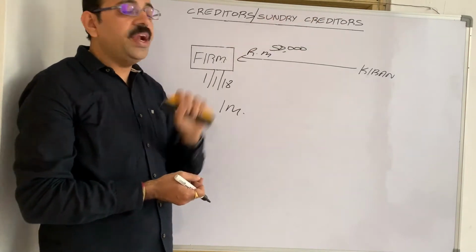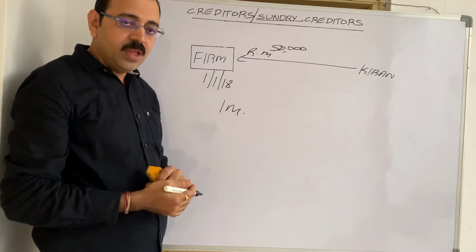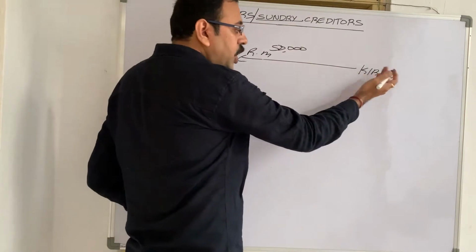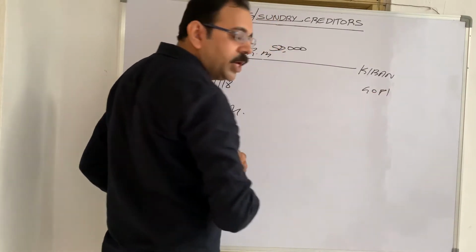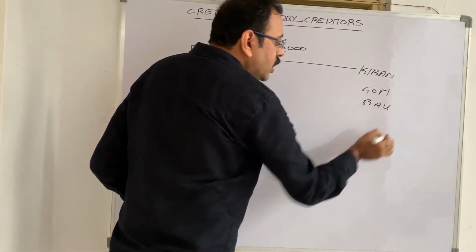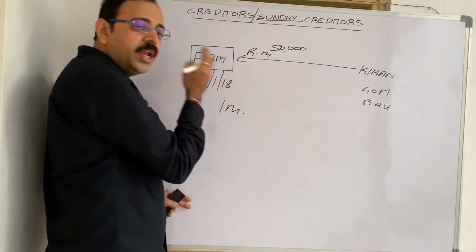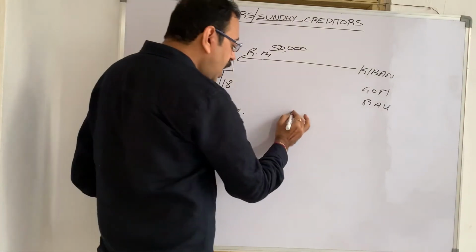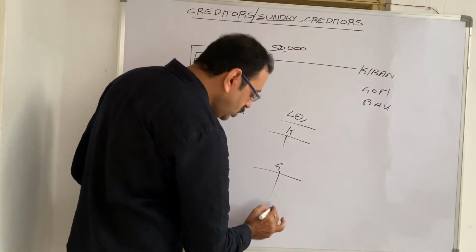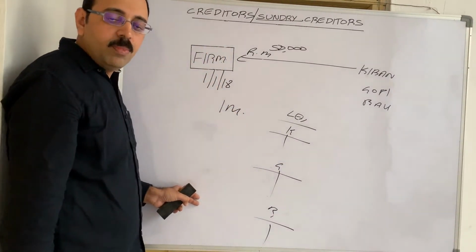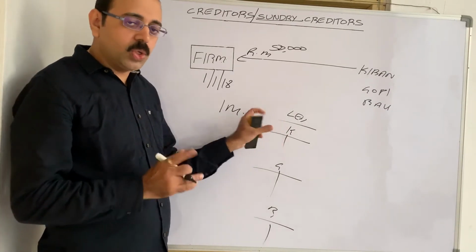When he uses the word sundry creditor, let us see. You know sundry means what? Various. For example, Kiran is a regular supplier to us. Gopi is a regular supplier to us. Ravi is a regular supplier to us. Regularly, we buy goods from them on credit basis. In that case, in our ledger book, we open Kiran account, Gopi account, Ravi account, because so many transactions will be there. So opening a separate account is good.